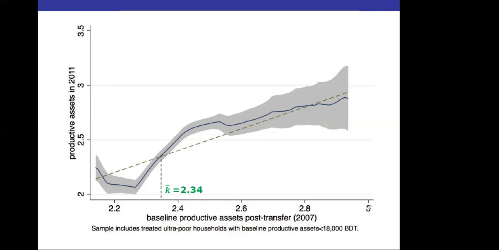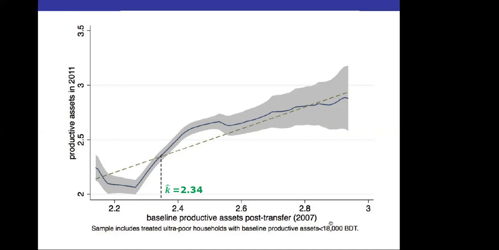So once again, like with those bimodal things, let me be very clear about what these graphs are capturing. First of all, the axes. On the horizontal axis, you have baseline productive assets post-transfer. This is in log scale, so these are money values converted into log scale. Suppose you had K_0 initially, what we have on the horizontal axis is log of K_0 plus delta, to relate it to the theoretical notation we developed earlier. That's all there is, okay?